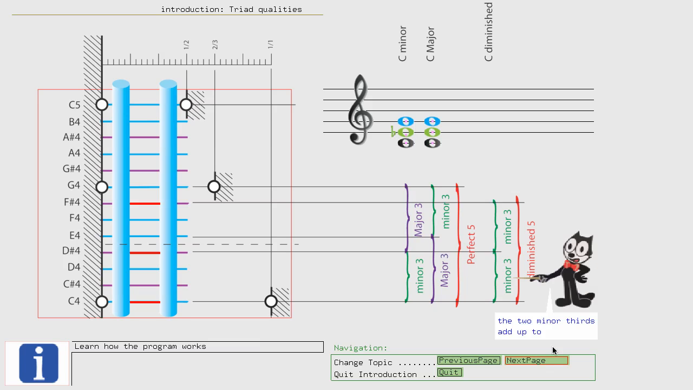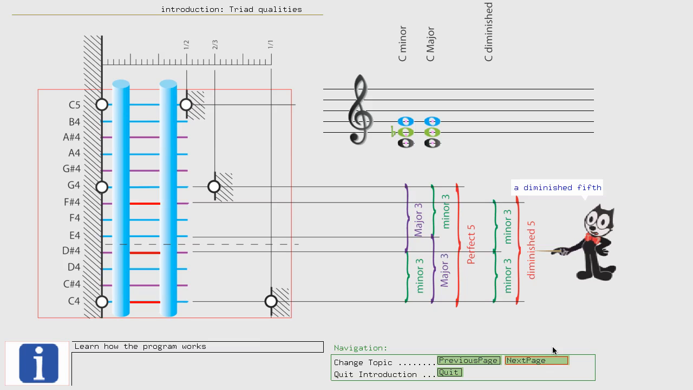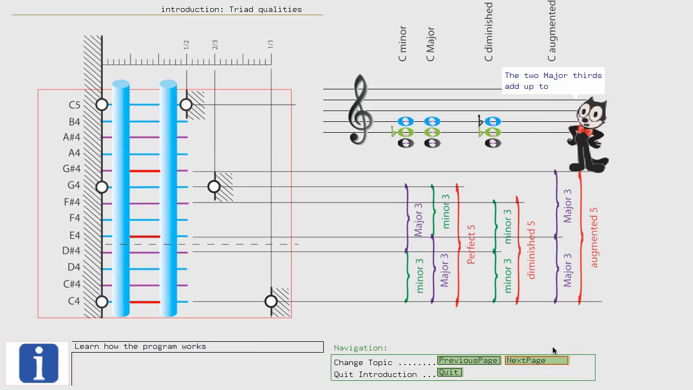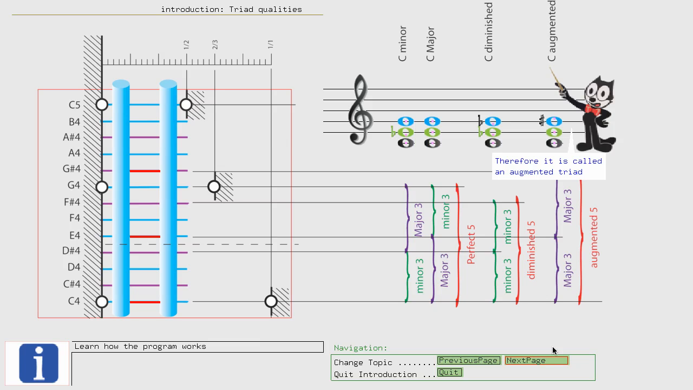The 2 minor thirds add up to a diminished fifth, hence the name diminished triad. The 2 major thirds add up to an augmented fifth. Therefore, it is called an augmented triad.